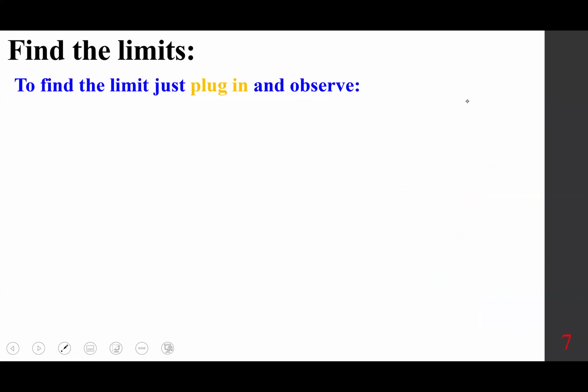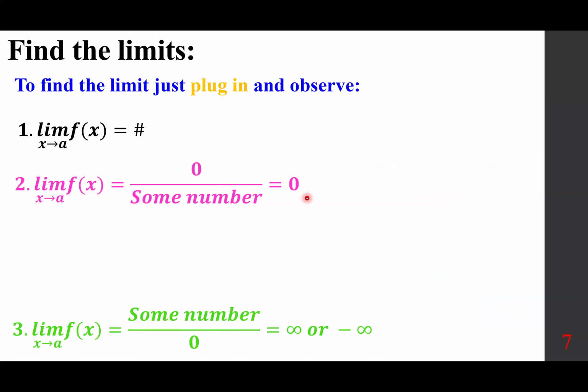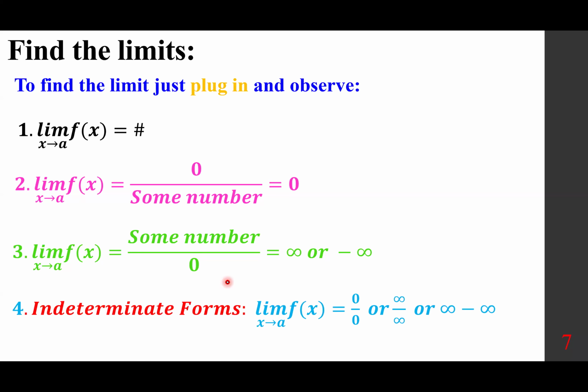How do we find limits? Just plug in and observe. It gives you a number, you're done. It gives you 0 over some number. Remember, by that we mean any number is fine except 0. The result is 0. If it's some number over 0, it's infinity or negative infinity. But in calculus, we end up mostly with indeterminate forms, and there are many different types. For example, 0 over 0, infinity over infinity, or infinity minus infinity. Those are some of those in the indeterminate forms.